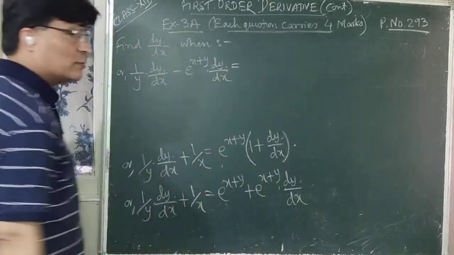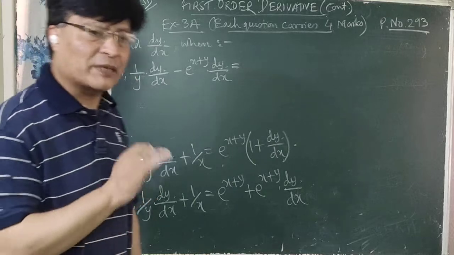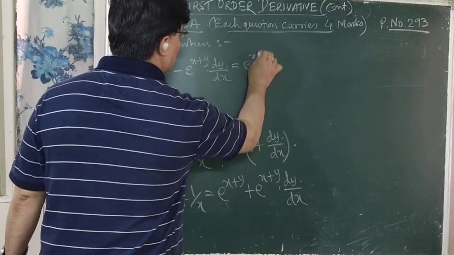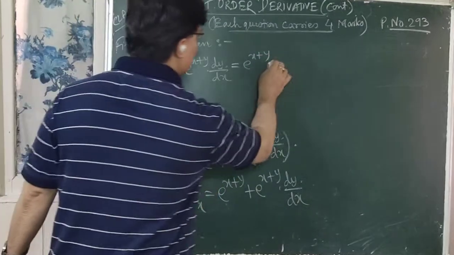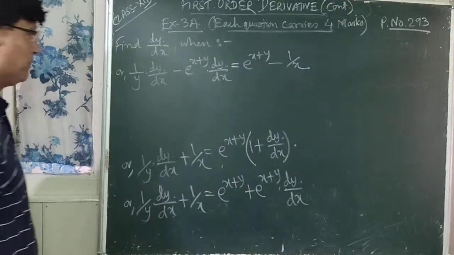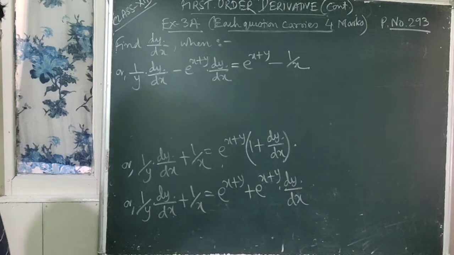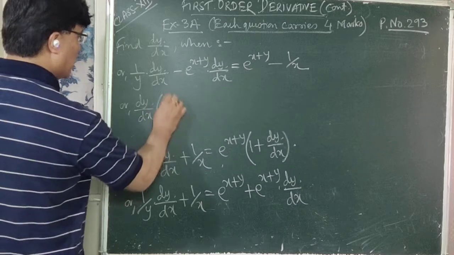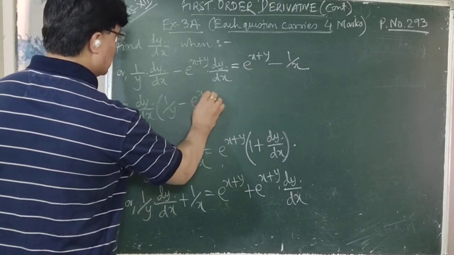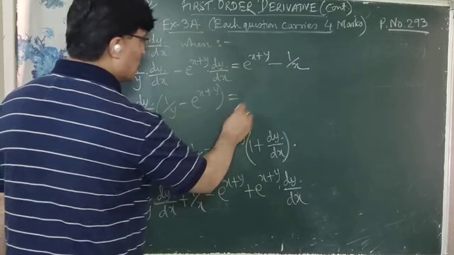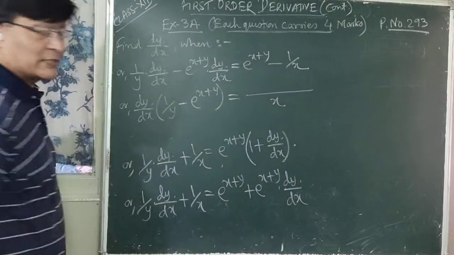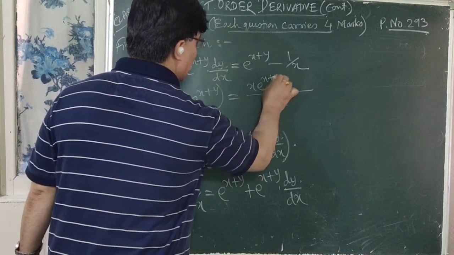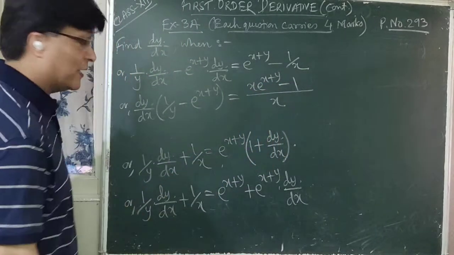So the terms which do not contain dy by dx, take them to the right hand side. So that is e to the power x plus y, then minus 1 upon x. Is it clear now? So let us simplify it. Or dy by dx is taken common here: 1 upon y minus e to the power x plus y is equal to, what's the LCM out here? It is x. So in the numerator, what should you write? x e to the power x plus y minus 1. So it is simplified, right?